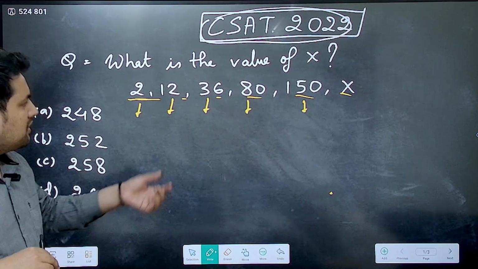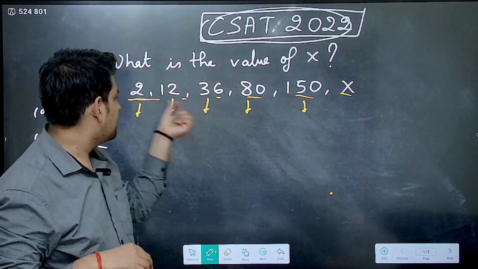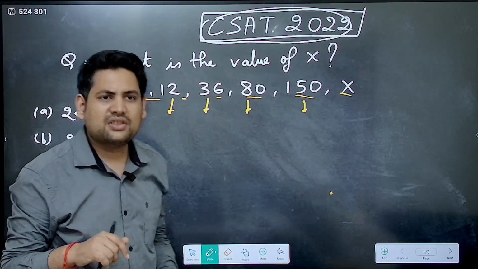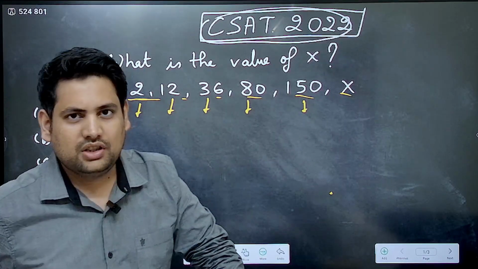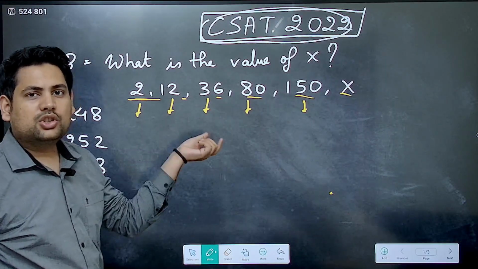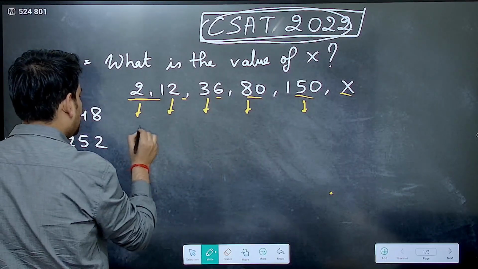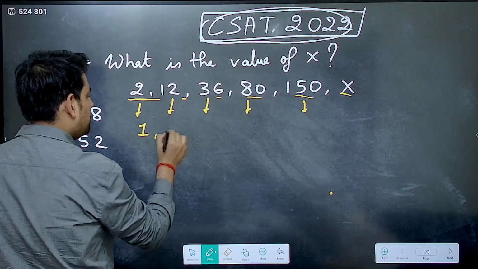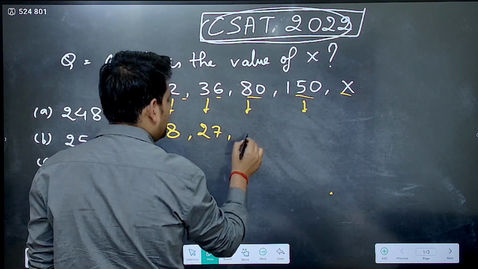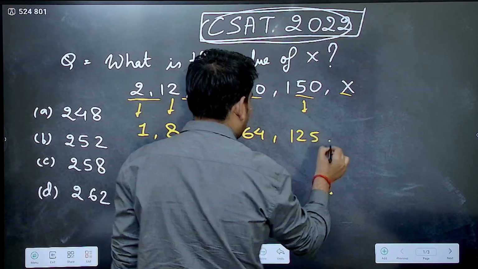Now, if you see here, 36 is an exact square of a number. Now, others are not. That means it must have some involvement of cubes also. So let's see how different they are from the cubes of different numbers. Let's start writing the cubes without thinking anything. 1 cube is 1, 2 cube is 8, 3 cube is 27, 4 cube is 64, 5 cube is 125, like this.